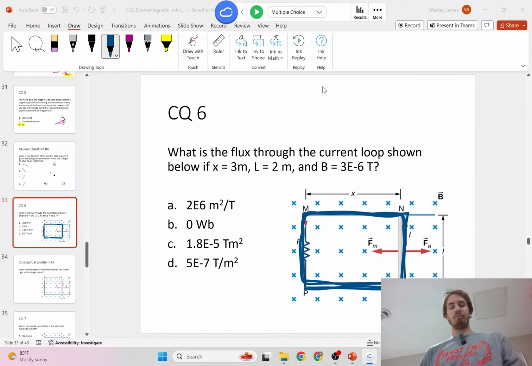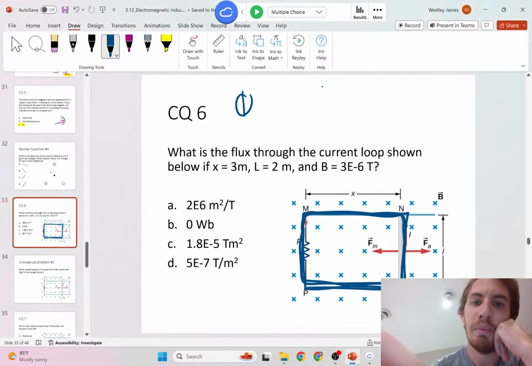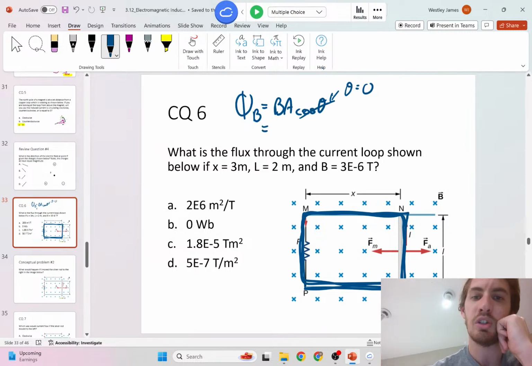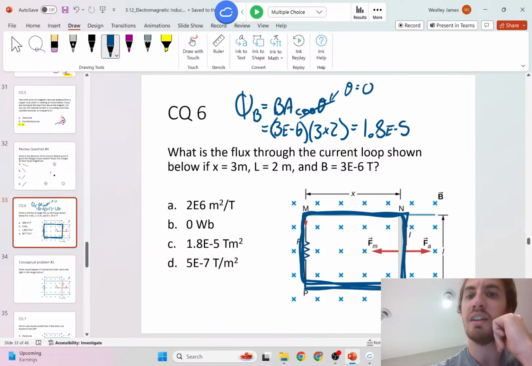All right, so really straightforward. Magnetic flux equals B times A times cosine theta. The angle here is the angle between the area vector and the magnetic field. They're the same direction, so theta equals 0, and that goes away. So it ends up just being 3 e to the minus 6 times 3 times 2 to get the area. And that comes out to 1.8 e to the minus 5. The units come from the math. The unit for magnetic field, T. The unit for area, meters squared.